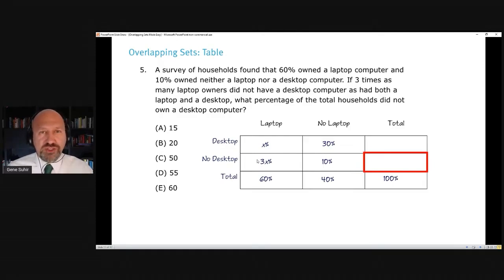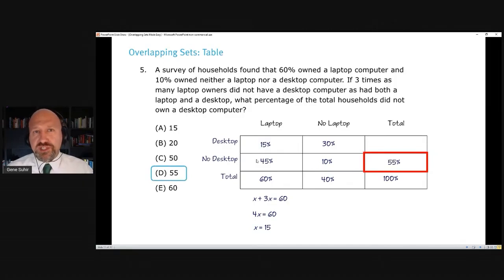We get a nice little equation cooking here: the leftmost column, X and 3X, has to add up to 60. 4X equals 60. Divide both sides by 4, X equals 15, and this breathes new life into our table. So our X is 15. Our 3X, three times as big, 3 times 15, is 45%, and now we can get the magic box. Notice the table helps you track any possible combination of overlap. 45 and 10 adds up to 55%.